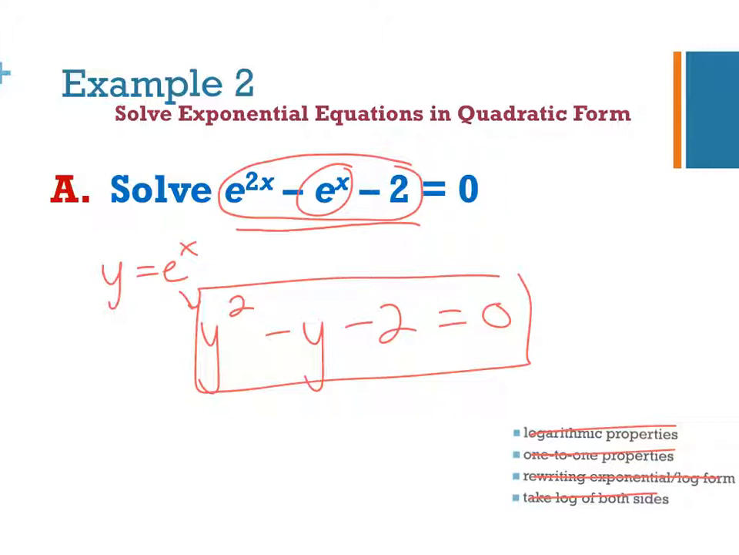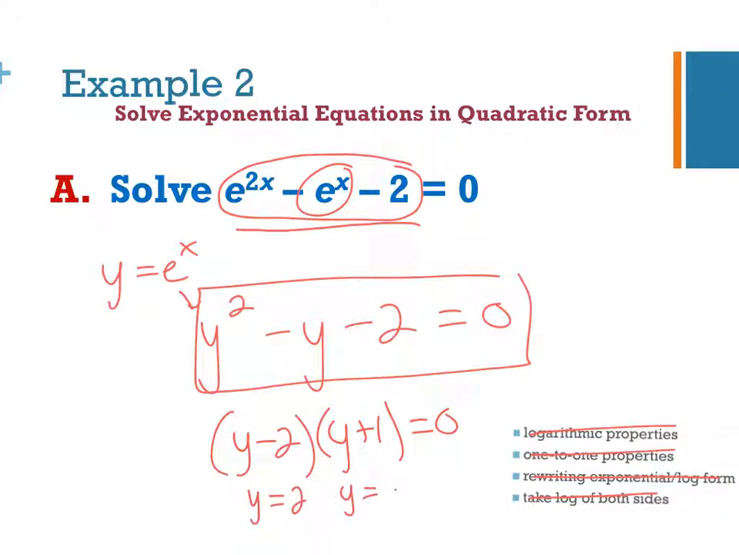In fact, this factors into y minus 2 times y plus 1 equals 0. And the two solutions from this would be y equals 2 and y equals negative 1. But that's not our real solutions. We originally let y equal e to the x. So after we factor and solve, we can now reintroduce the fact that e to the x equals y.